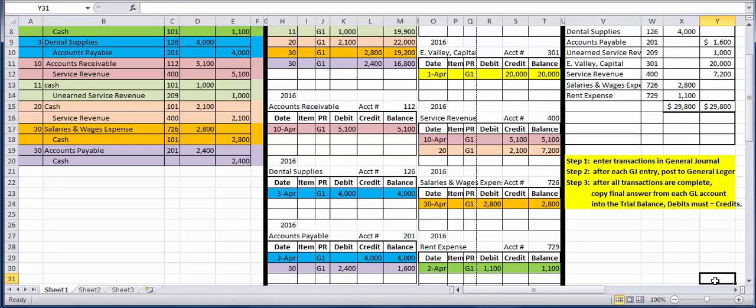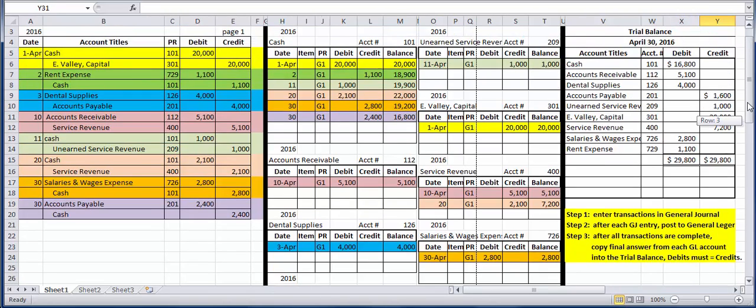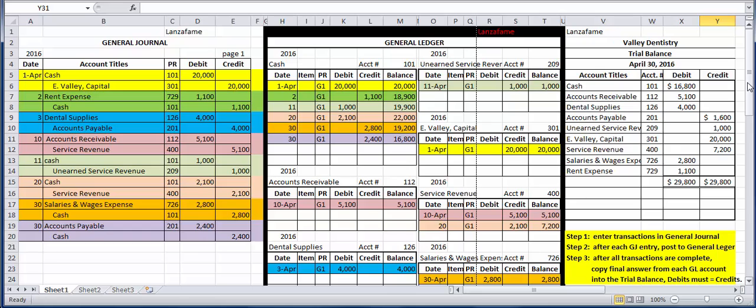And lo and behold, take a look at our trial balance. We are in balance. Notice that we've got $29,800 on the debit side. We have $29,800 on the credit side. We are in balance. No guarantee that we didn't screw up.